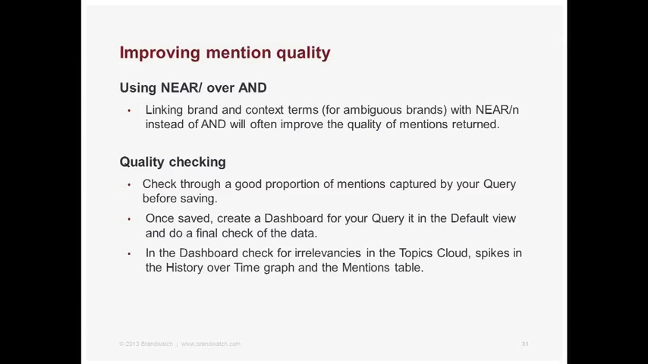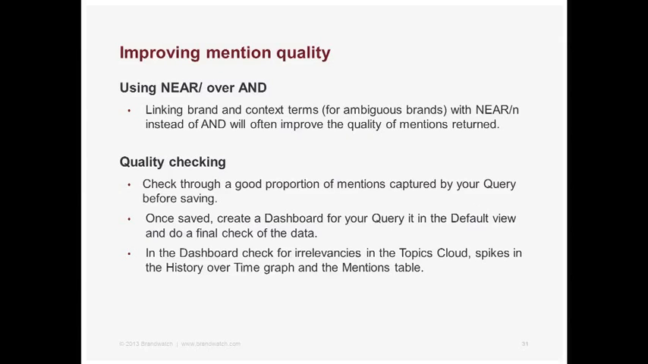I'm going to cover a couple of points that will help you improve your mention quality. So my first tips were focusing on improving capture volume, and now the next tips look at focusing on improving the quality of the results that you're capturing. So a top tip here is, definitely when you're searching for an ambiguous brand that requires context, like in the Apple example, I would always go for using NEAR over AND, as it will link your brand and your context terms closer together, and it will therefore make the mentions that are returned likely to be more relevant and related.